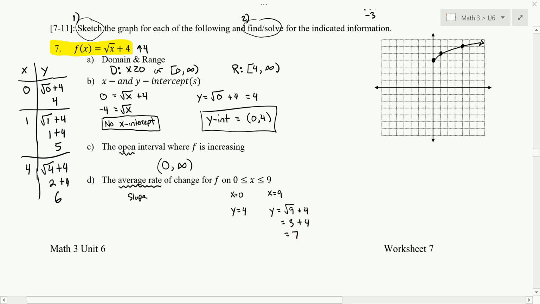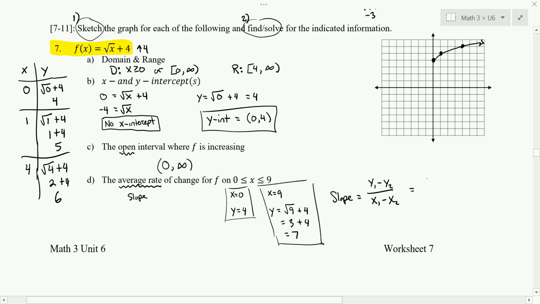And so (0, 4) and (9, 7) are what we're going to use for our slope. So the average rate of change, or the slope formula that we use, is you take your two different y values and subtract them, divided by the difference of your two x values. You get to decide which y value you want first, and which one second.